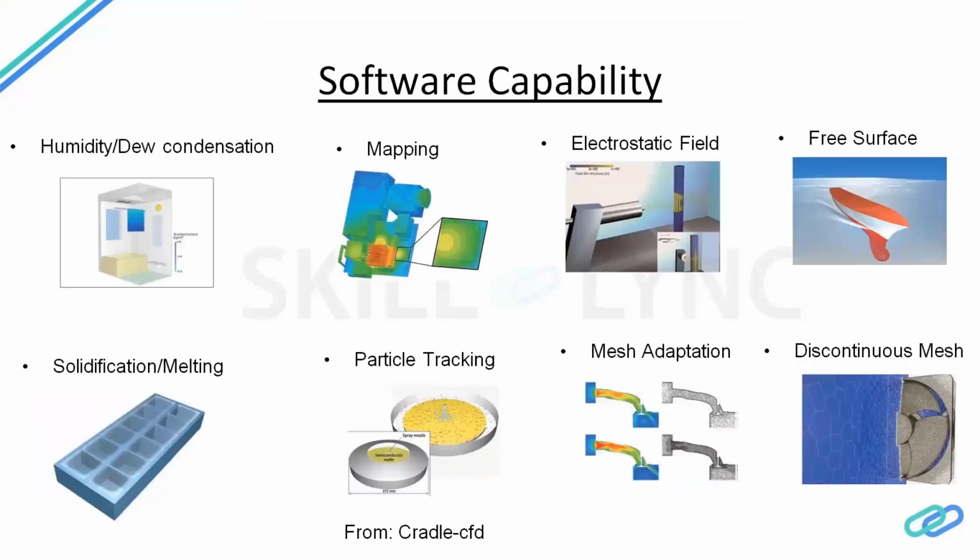Humidity and dew condensation mapping is a technique where you do a simulation on a larger scale, but if you want to do any parameter change for a particular object, you can map the data. The data from the experiment can be used as the initial data, and you can continue the simulation. These mapping techniques are important because you save a large amount of time in calculation as well as memory. So it has free surface simulation, solidification, particle tracking.